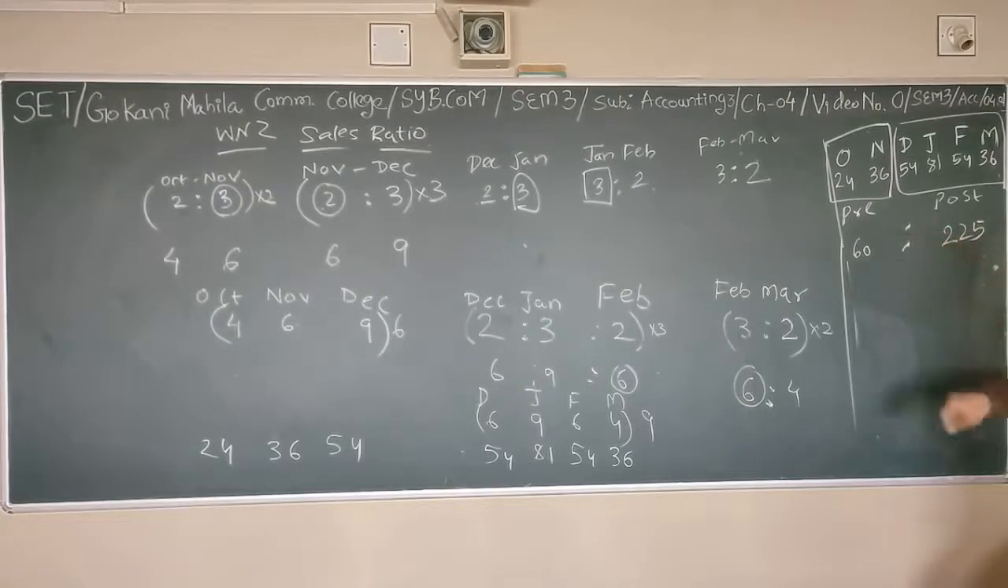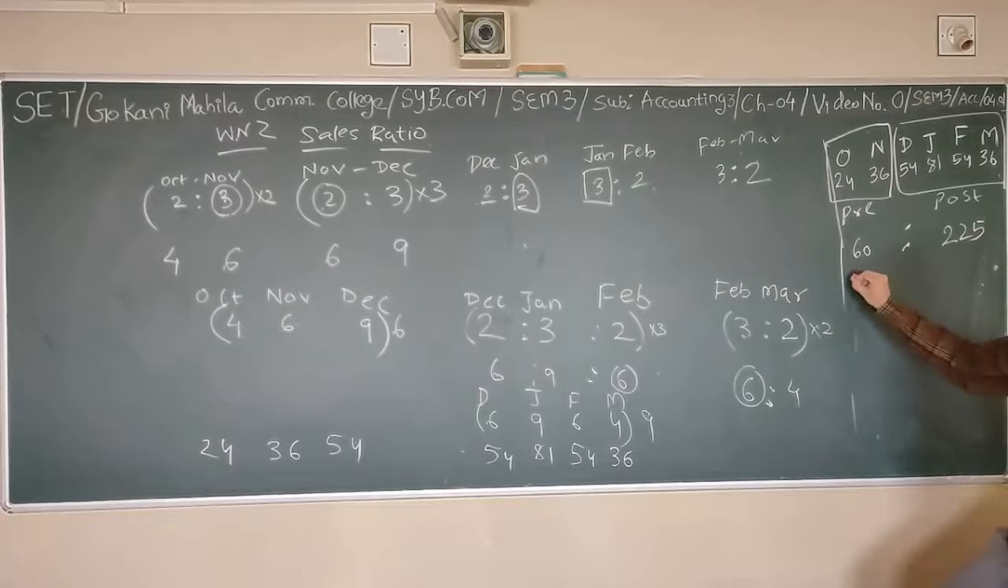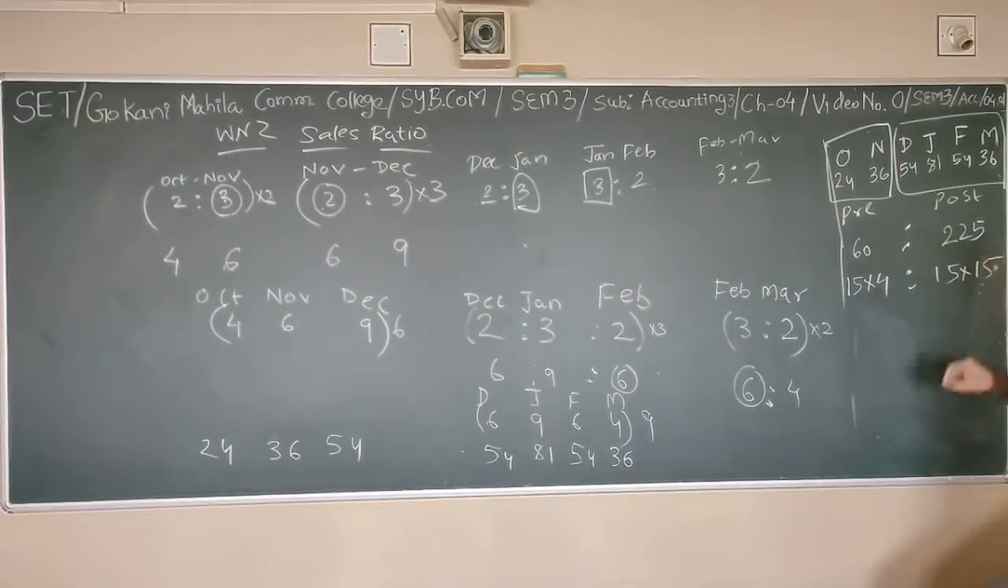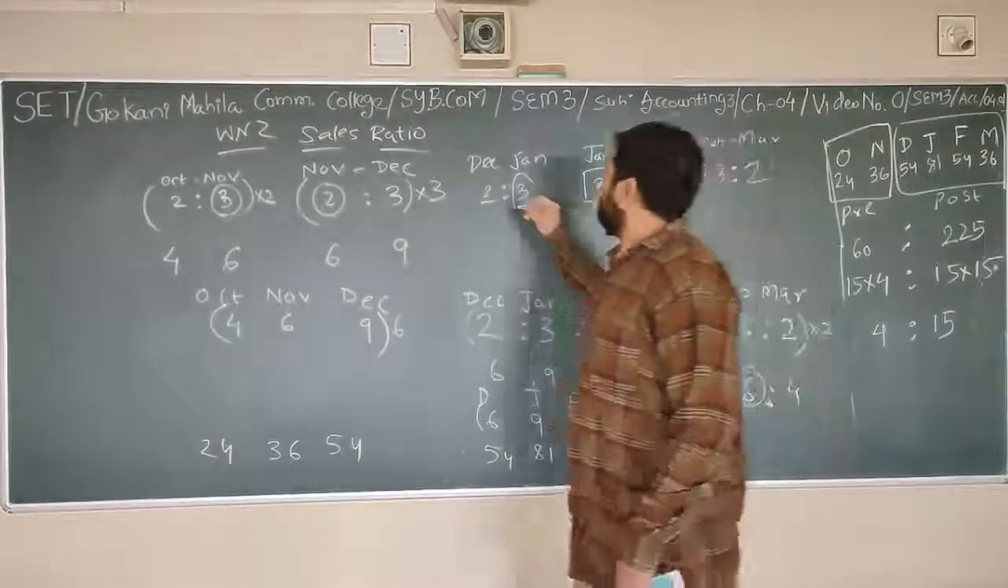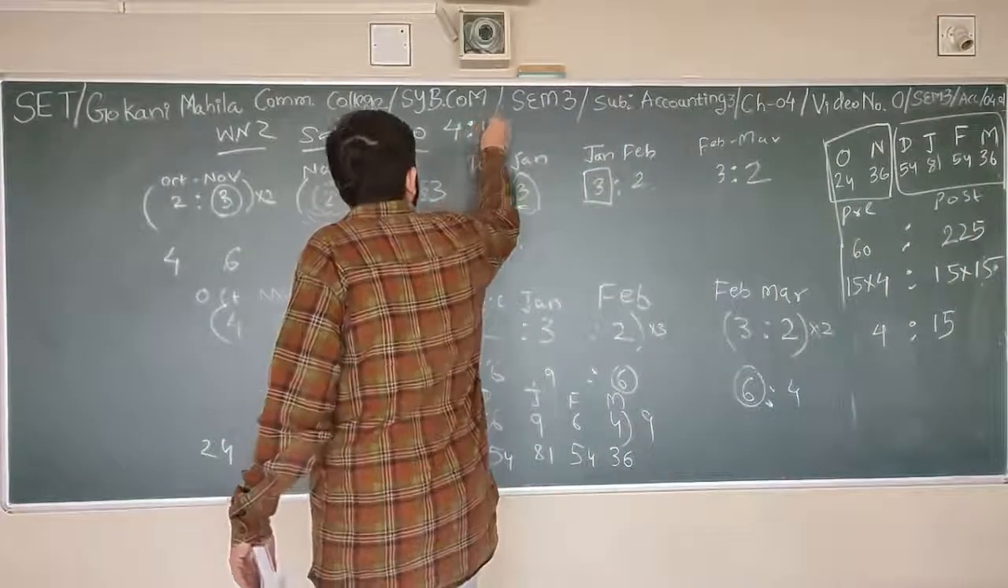So our sales ratio is 60 to 225. But they both are divisible by 15. 15 4's are 60, and 15 15's are 225. The ratio comes 4 is to 15. So finally, the sales ratio is 4 is to 15.